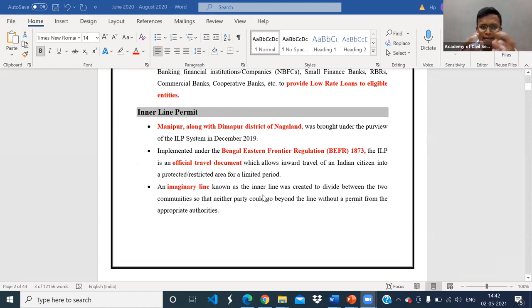Yes. Next one, Inner Line Permit. It might be a question. ILP. Till 2019, ILP applied in certain northeastern states: Arunachal Pradesh, Nagaland, and Mizoram, these 3 states had the ILP. ILP means that to enter those states, we should take the permission of the state authorities. From Kerala, I can come to Assam and I don't need to take the permission of anybody. But Inner Line Permit means that to enter these 3 states, Arunachal Pradesh, Nagaland, and Mizoram, you need permission.